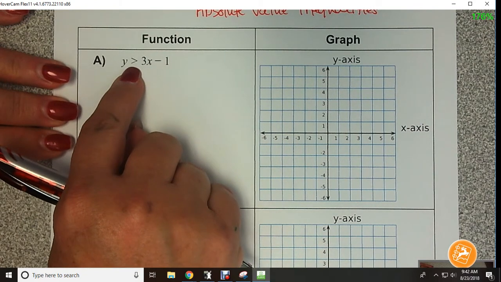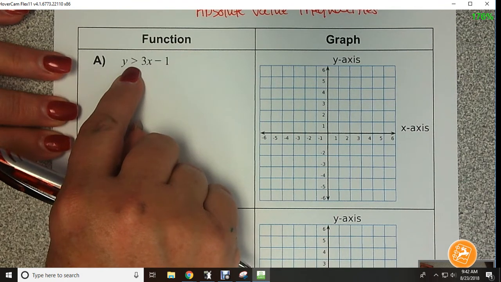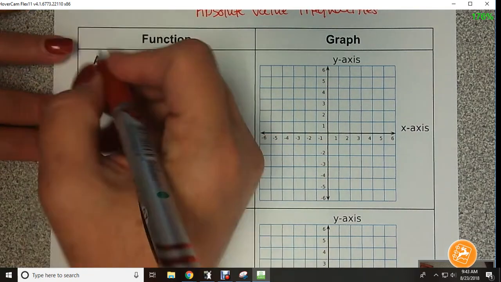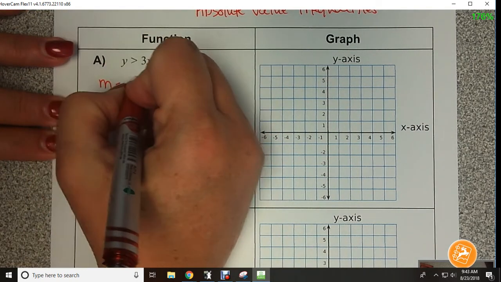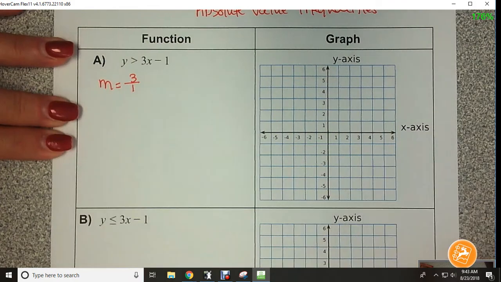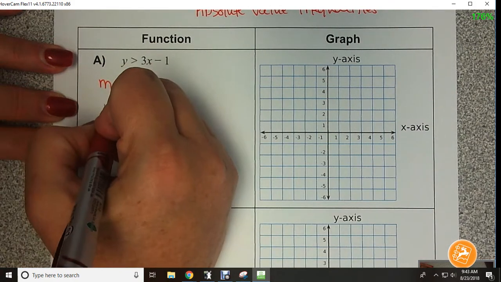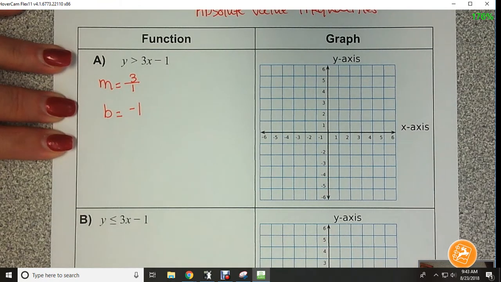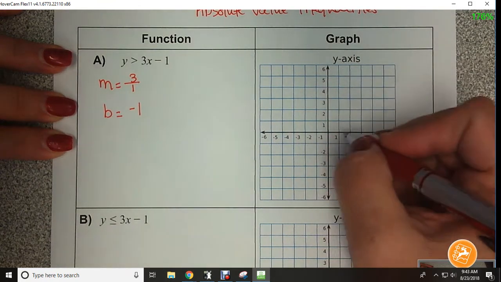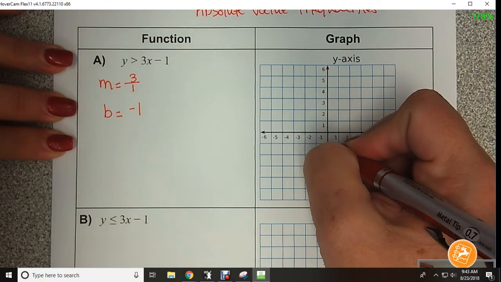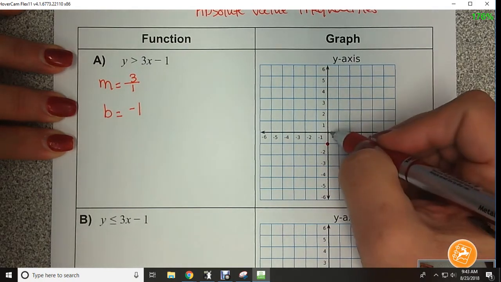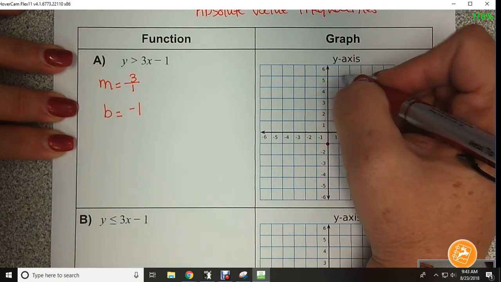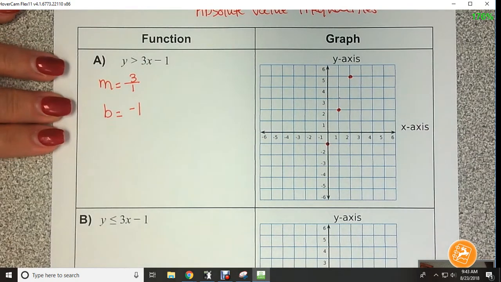Well, it's an inequality. I'm going to start out just pretending that it is an equal sign. This is in slope-intercept form, so I know from this that my slope is 3. I'm going to write it as a fraction, 3 over 1. And my b, my y-intercept, is -1. So we graph this just like we do equations. Start on the y-axis at -1. From there, go up 3 and over 1. I'm going to do that another time so that I've got more points.